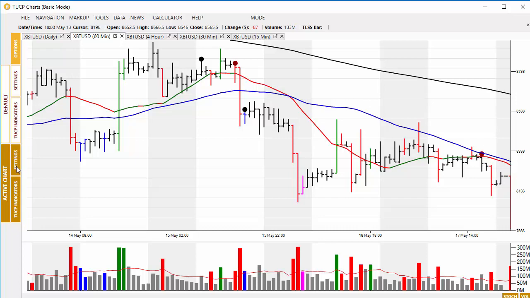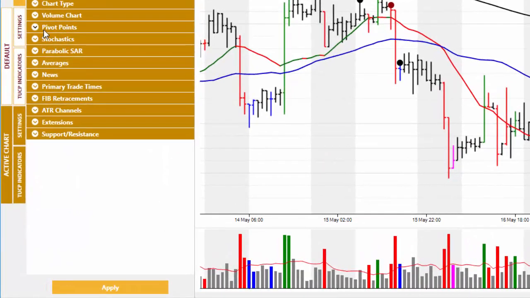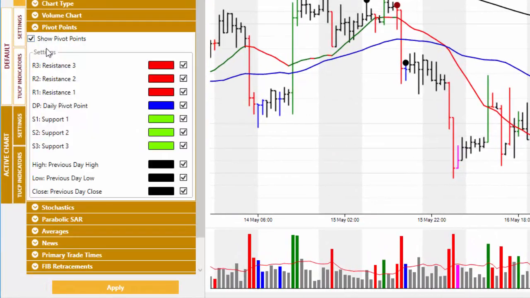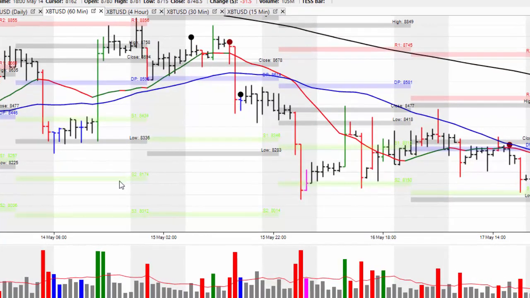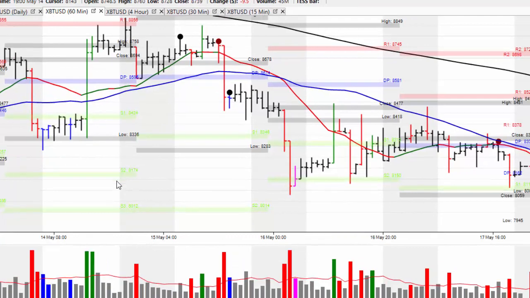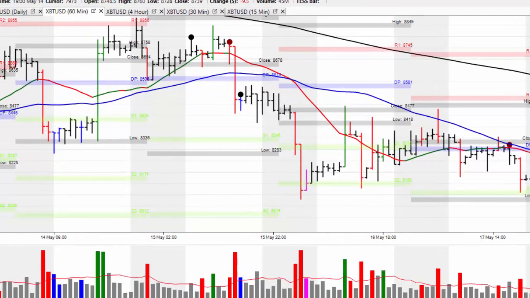And we do that by coming over to Settings, Pivot Points, and then we're just going to put the check mark in Show Pivot Points and click Apply. Now watch all of these areas where the market has stopped and reversed or traded sideways when I left click on Apply. And all of a sudden you will see areas of support and resistance on this chart. So let's just have a look and see what's going on here.